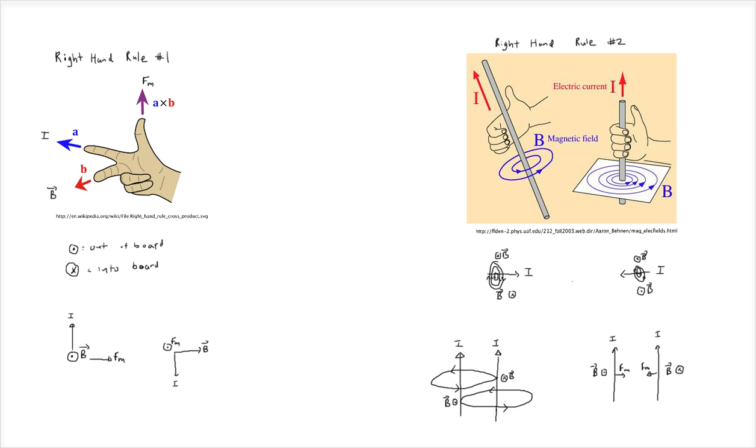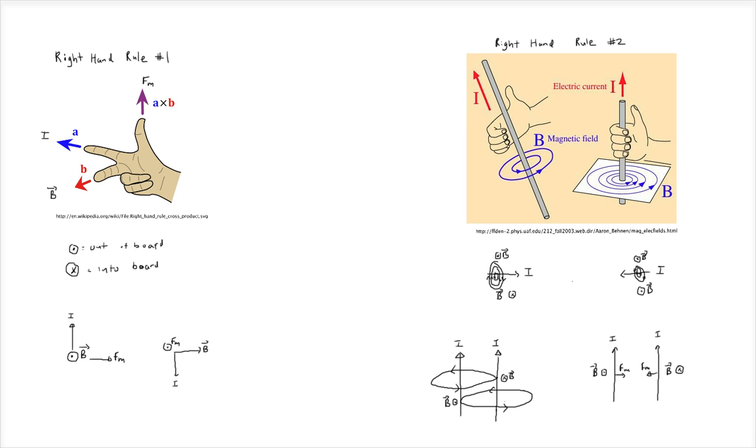So if you have a current that's going up, so point your pointer finger up, and the magnetic field's coming at you, right, circle with a dot, so your middle finger is now pointed at you. Your thumb should be pointed to your right, and that's the direction of the magnetic force. The second example, if the current's pointed down, the magnetic field is going to your right, then your thumb should be pointed towards you. So the magnetic force is coming towards you.